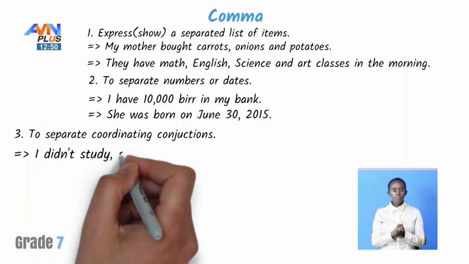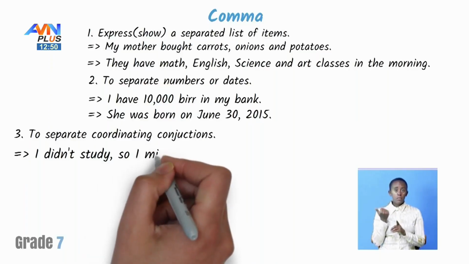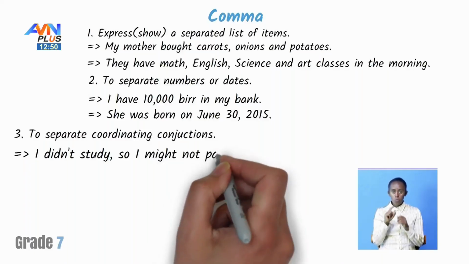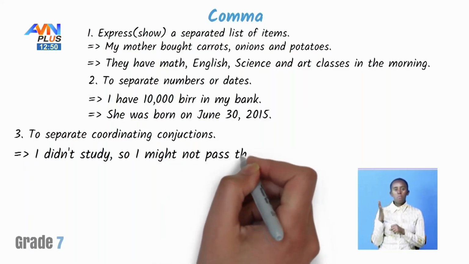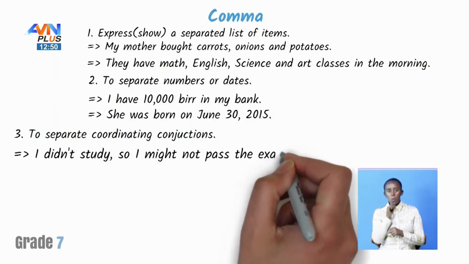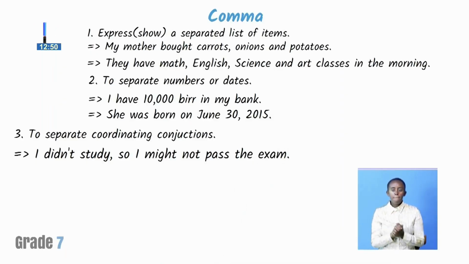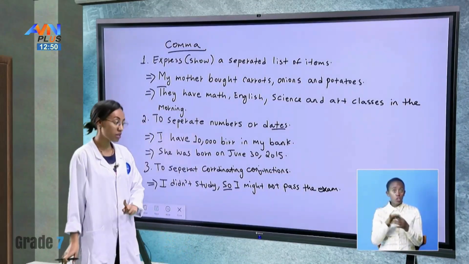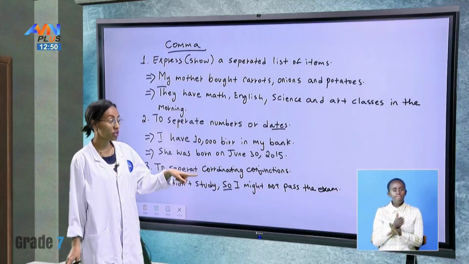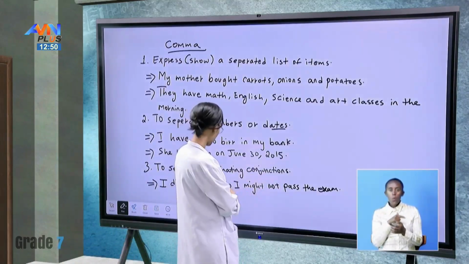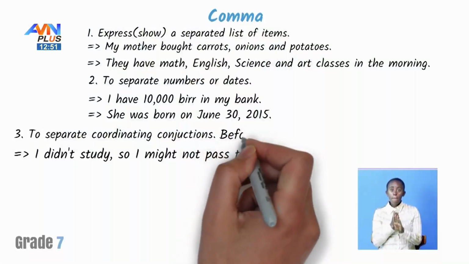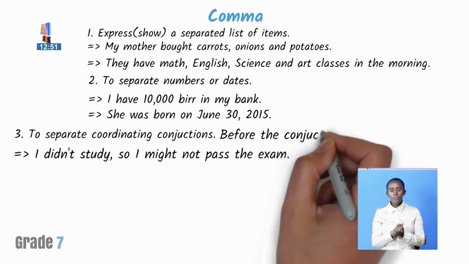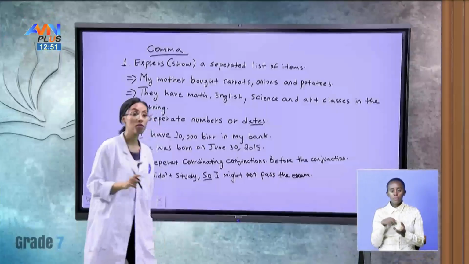I didn't study, comma, so I might not pass the exam. If you see here, we have used the coordinating conjunction, so, and before so. So to separate conjunctions, we add the comma before the conjunctions. In this case, we add the comma before the conjunctions.